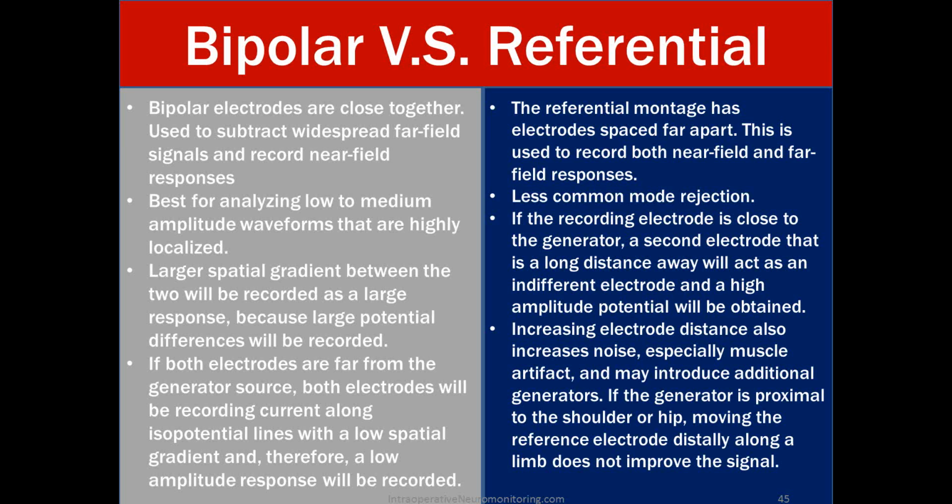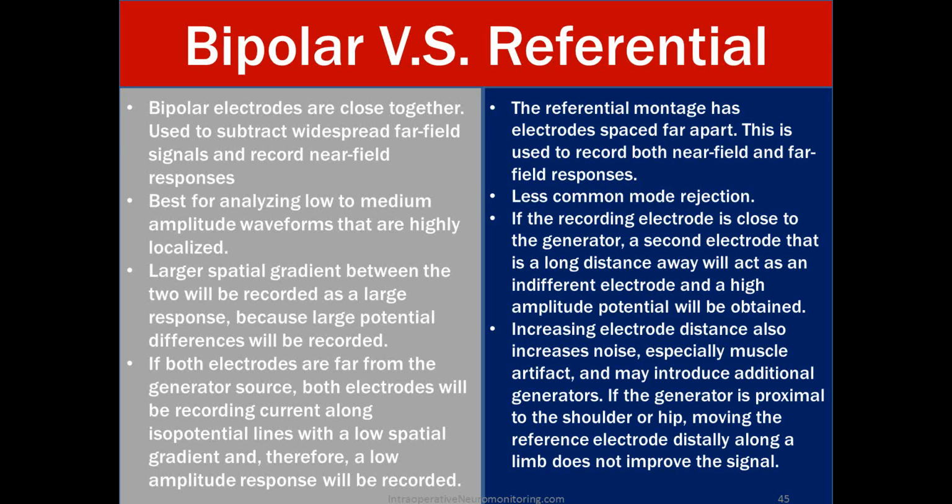There's less common mode rejection. Since we have such a large gap, the two electrodes do not see things as similar, so we don't reject a lot of the noise. So these referential montages, even though they'll pick up more real generator responses, they'll also pick up more noise because they're less capable of filtering those out. If the recording electrode is close to the generator, a second electrode that is a long distance away will act as an indifferent electrode and a high amplitude potential will be obtained.